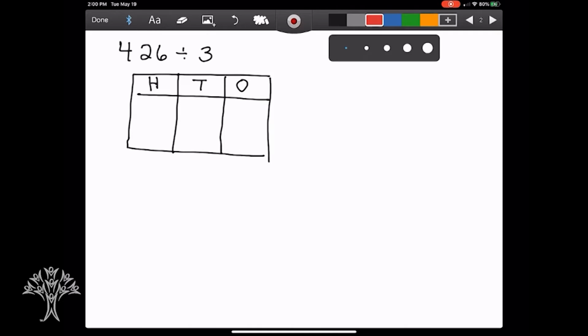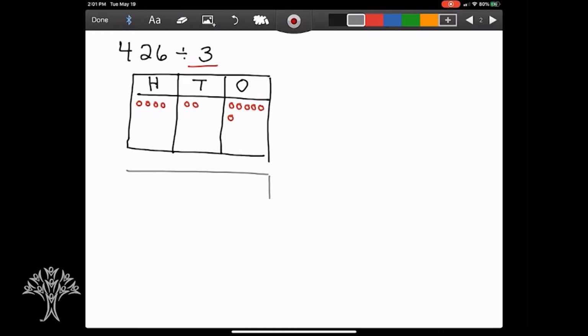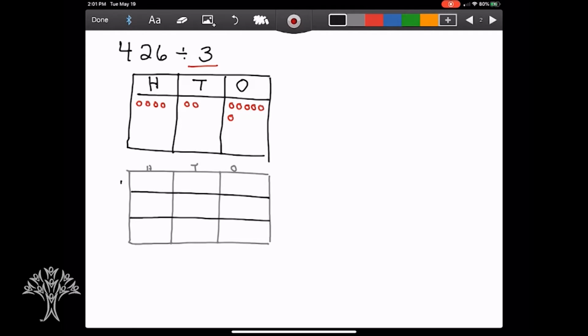So our first step is draw the chart. And then we want to put our dividend, so the number being divided, into the chart. So our number here is 426. So I'm going to draw some circles to represent each of the numbers. So that's 4 hundreds, 2 tens, and 6 ones. Now, we're talking about dividing this number by 3. So my next part is that I need to draw out a table below it of how I'm going to divide this up into 3 equal groups. So again, I'm showing hundreds, tens, and ones on this chart, and I'm going to be breaking it up into 3 sections. So 1, 2, 3, because that is what our divisor is.